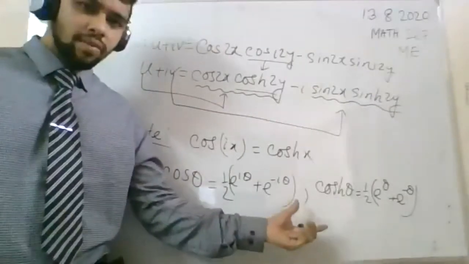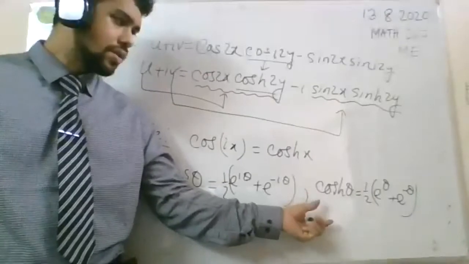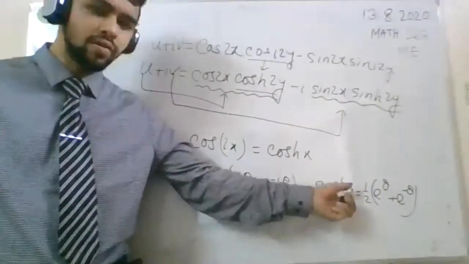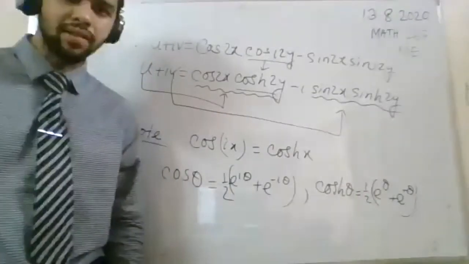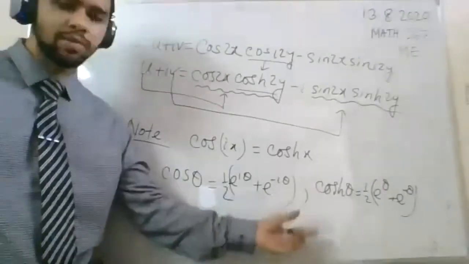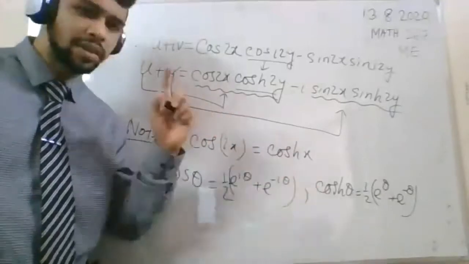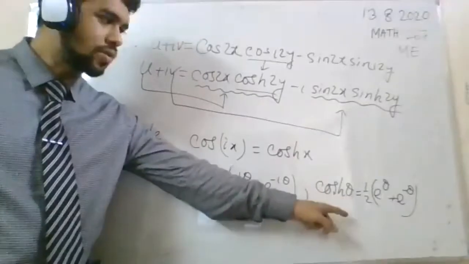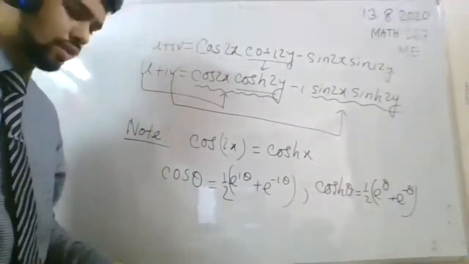If you look at the formulas of hyperbolic functions, you can find that cos hyperbolic theta equals 1 by 2 e to the power theta plus e to the power minus theta. Okay, so in this case i is not there, so from here we get the cos hyperbolic formula. You have to just remember those things, which is cos hyperbolic theta means 1 by 2 e to the power theta plus e to the power minus theta. Okay, those are the formulas.